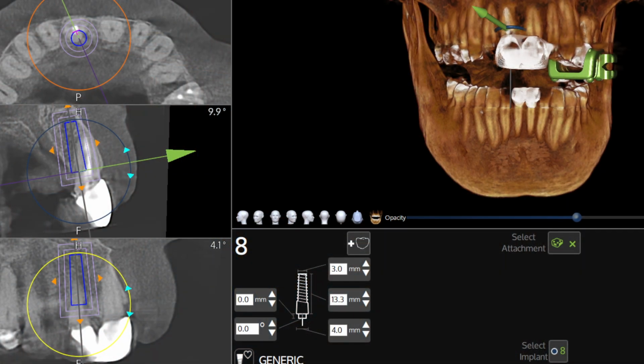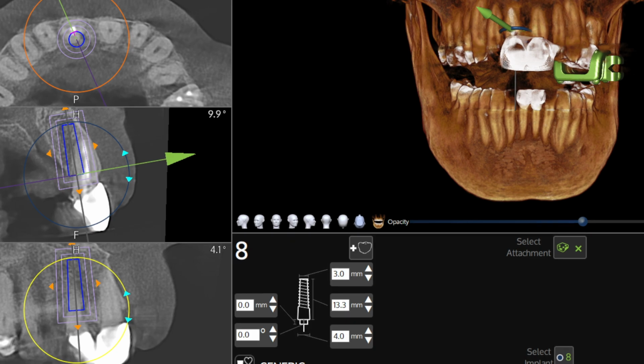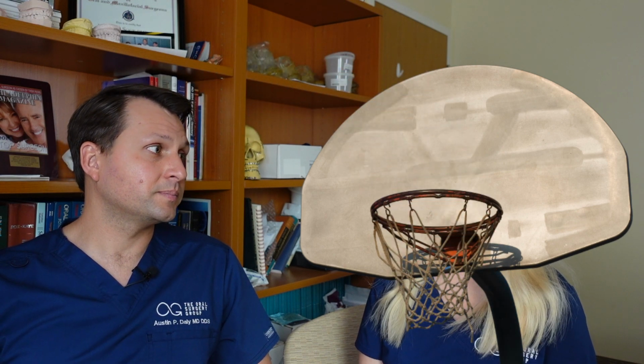Yeah, and we do it in a very special way. We do it CT guided. So we use a patient's individual CT scan that is specific to them to place the implant in a perfect spot for their dentist, so that their dentist has a slam dunk when it comes back to them.